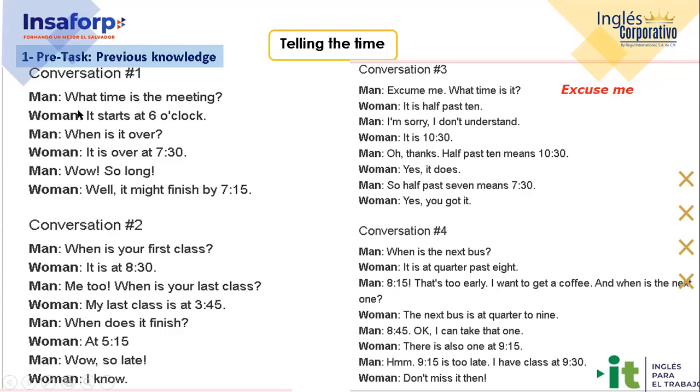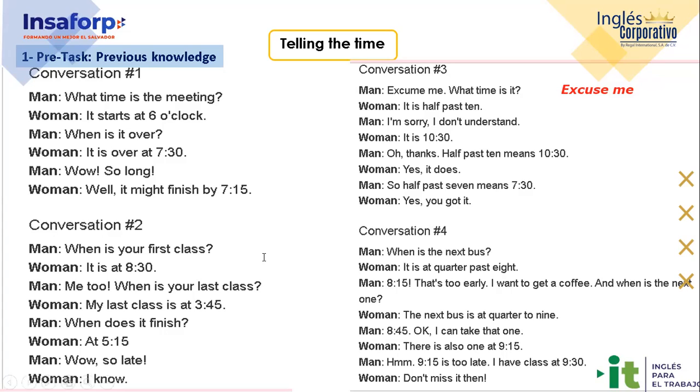Okay, so let's see. So we're gonna check some vocabulary. Is there any word that you don't know? Vamos a ver vocabulario de ahí. ¿Hay alguna palabra, chicos, que desconozcamos? So let me know. Y luego vamos empezando con la práctica. Okay, let's see.